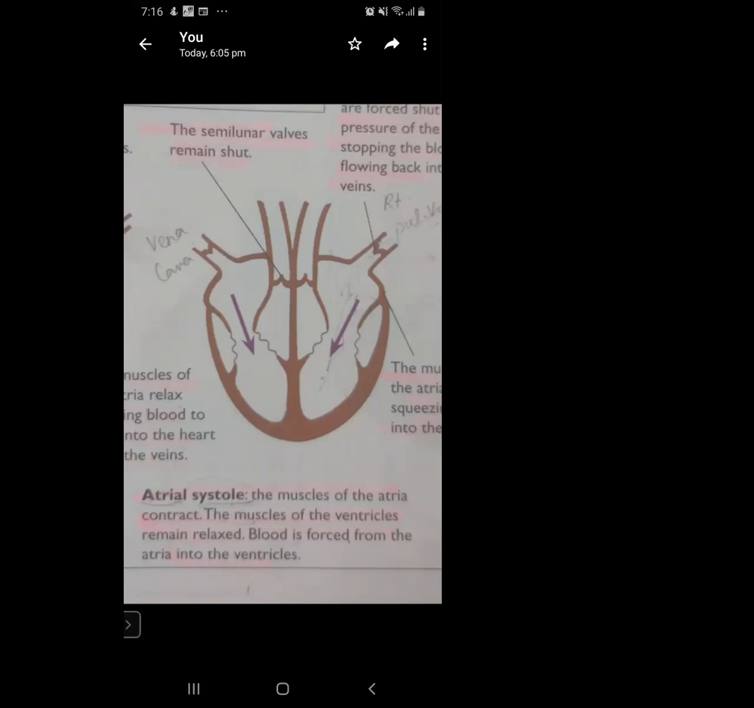So the semilunar valves shut. They shut under the pressure of the blood. If it tries to fall back, that pressure of the incoming blood will shut the valves, okay? Subhanallah, Allah has made this amazing organ. So that's why these semilunar valves shut and the ventricles get filled with blood. So this can also be called ventricular diastole or atrial systole, okay?